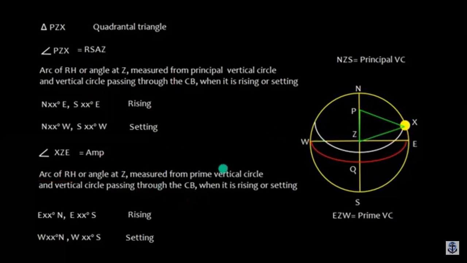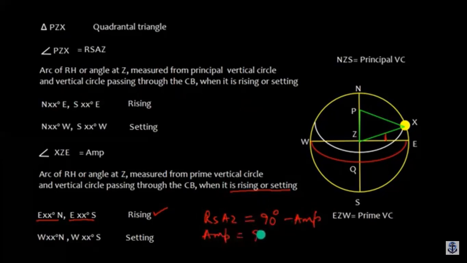The prime vertical is passing through east and west. Amplitude we measure from the prime vertical circle, so this is the angle. Azimuth is measured from the north-south line, and amplitude is measured from the east-west. That is how much the body is angled from east and west while rising or setting. If amplitude is zero, the body is on the east-west vertical circle. So rising azimuth is 90 minus amplitude, or amplitude is 90 degrees minus the rising/setting azimuth.